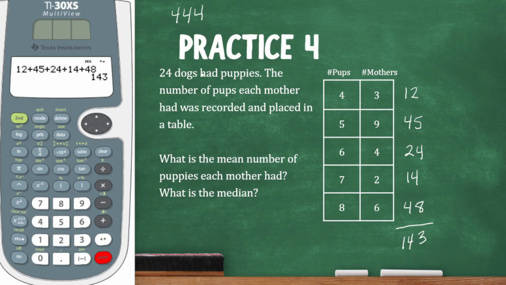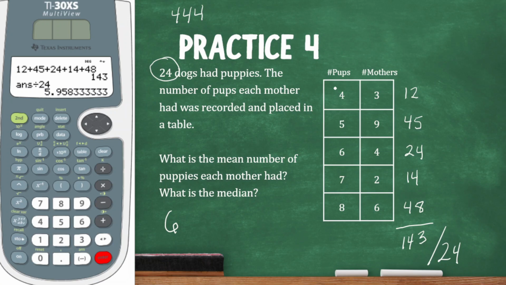And we can divide that by the number of mothers. Now we could just add up the number of mothers in this column, but they've already told us that there's 24 mothers. So let's just go ahead and divide that by 24. So I'll hit divide. So the mean number of puppies is 5.958, and if we round that, that's just going to be 6. Let's find the median now.